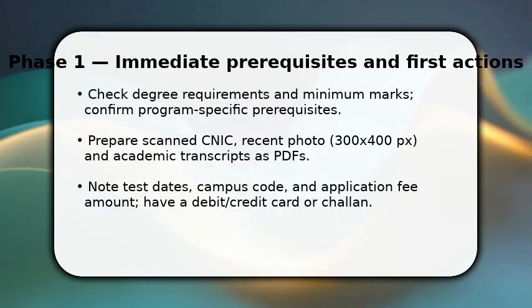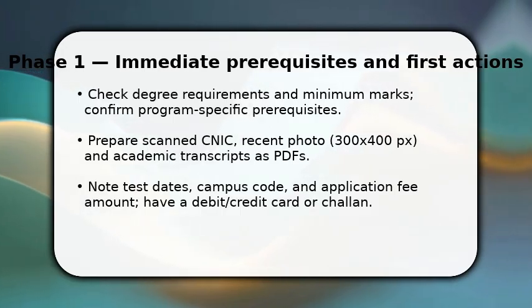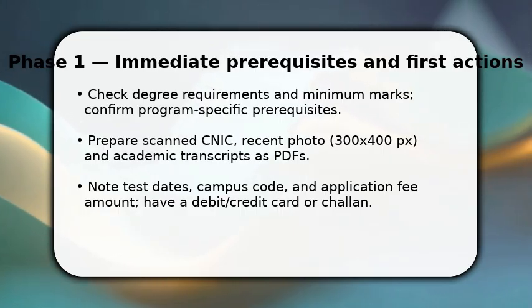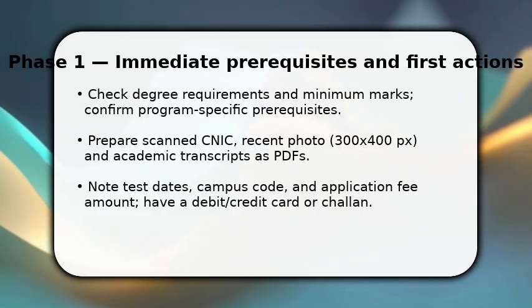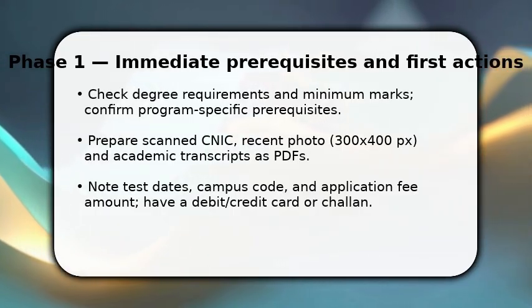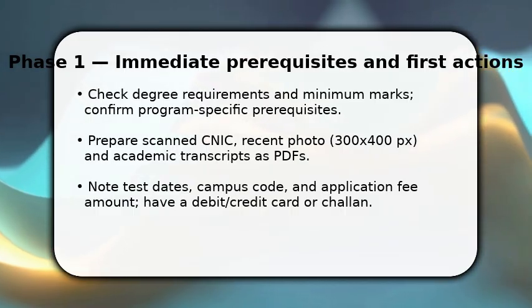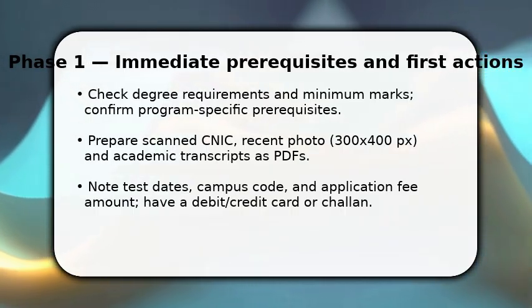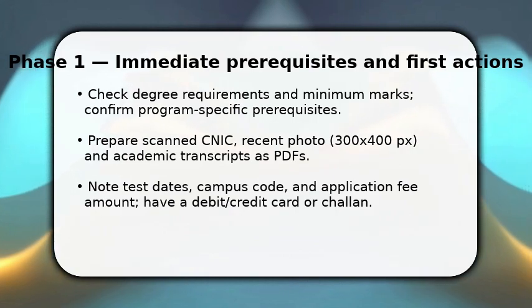You begin by confirming that you meet the eligibility criteria and why that matters. It prevents wasted fees. Once verified, gather your CNIC, a recent passport-style photo, and scanned transcripts. These are required for upload during registration. Next, pick the test date and campus code because seat allocation depends on it. Finally, prepare payment, card or bank challan, and keep a calculator or note of the fee amount. This speeds through the payment step without errors.